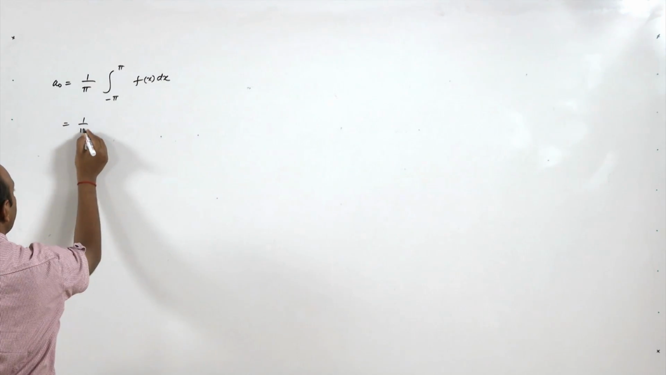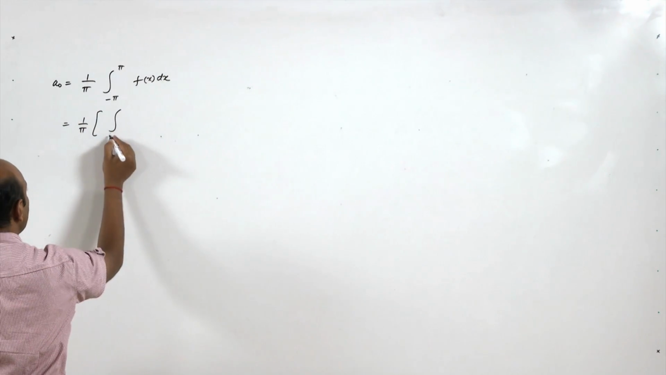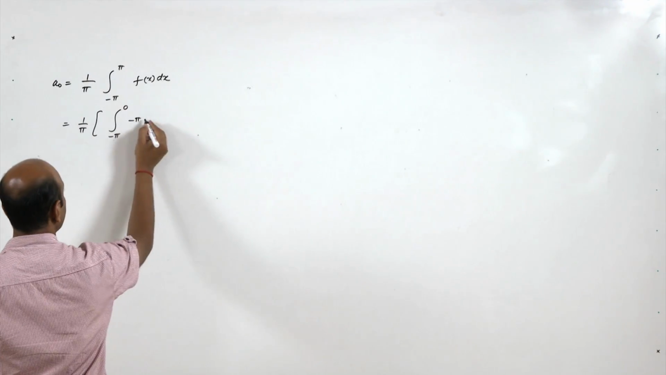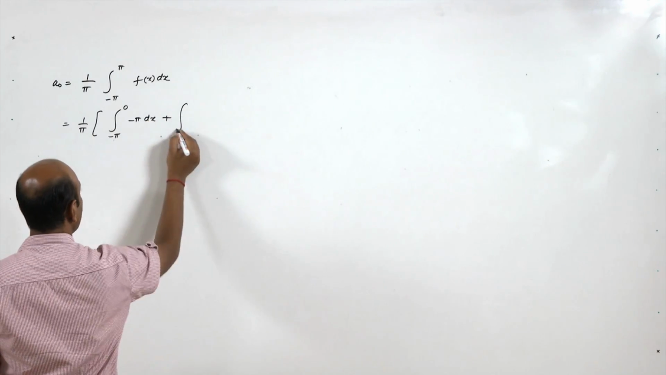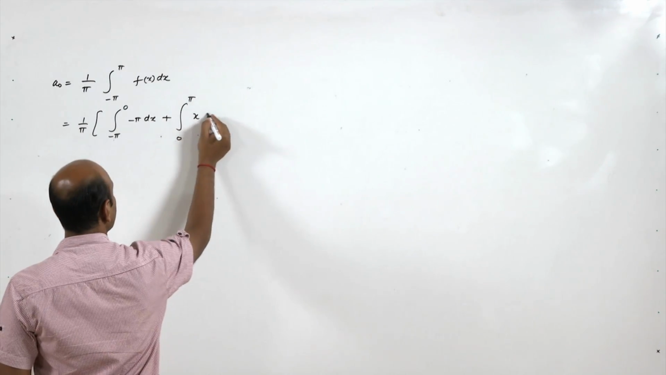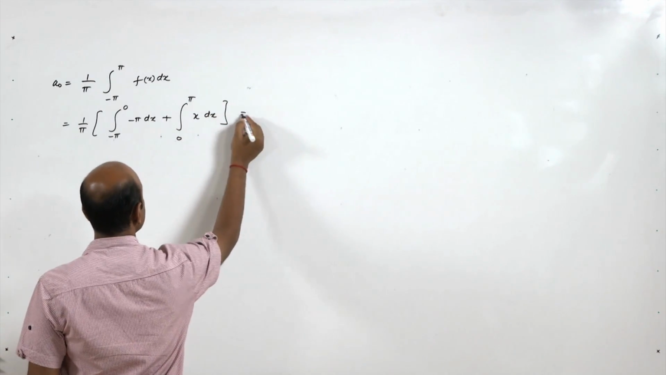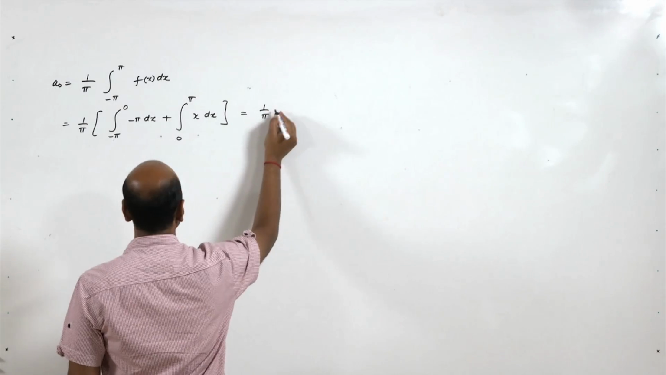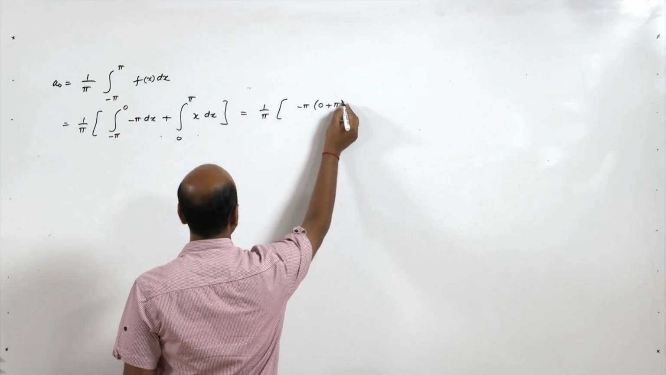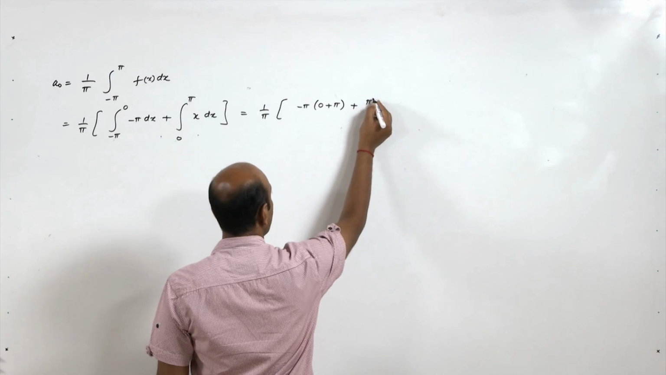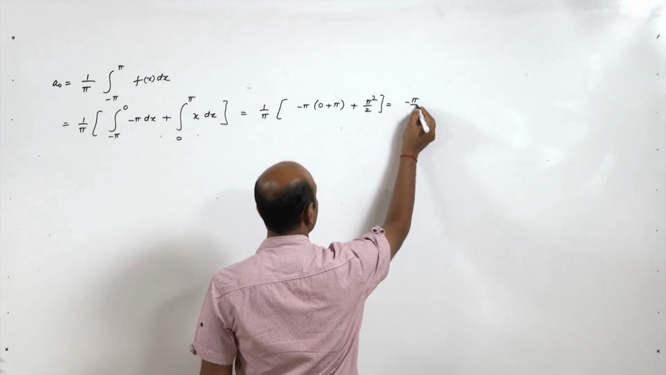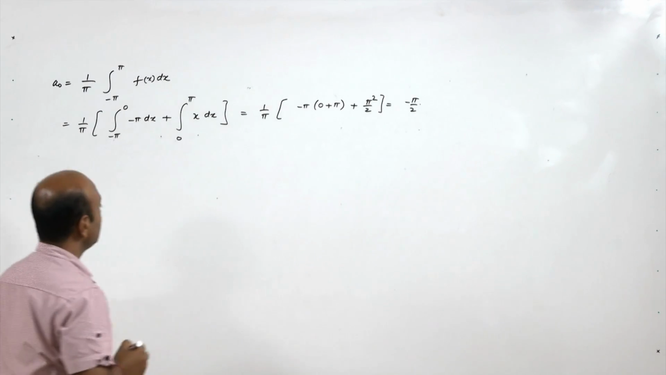So, it is 1 by pi. Now, from minus pi to 0, the function is minus pi, and from 0 to pi it is x. So, using this it is nothing but 1 by pi, minus pi times (0 minus minus pi), plus pi square by 2. So, that will be nothing but minus pi by 2. So, that is a naught.